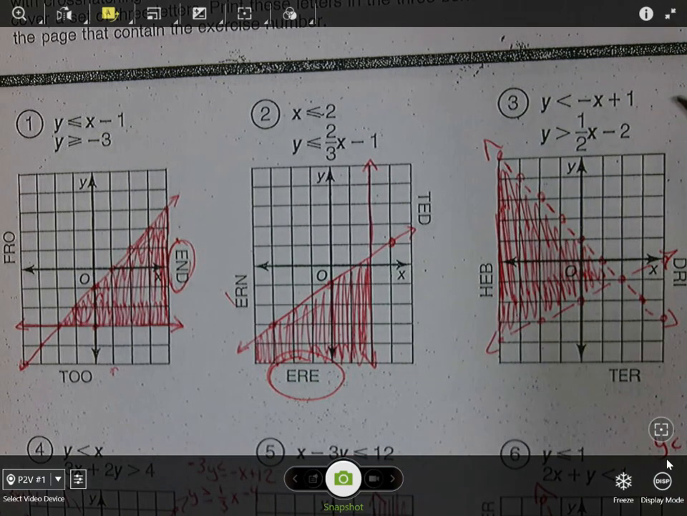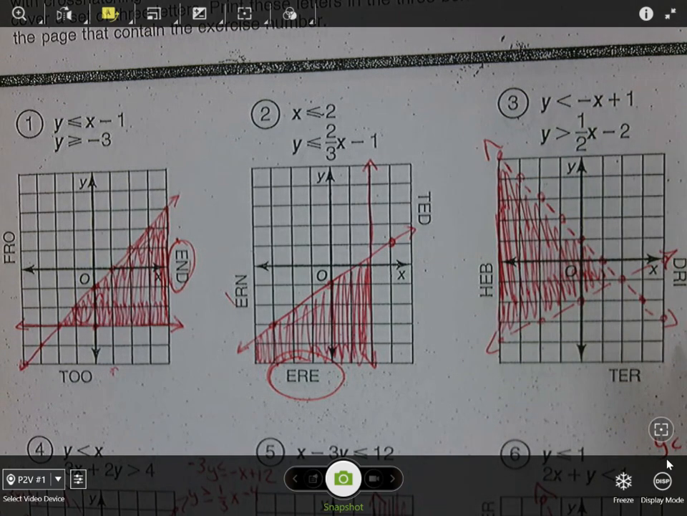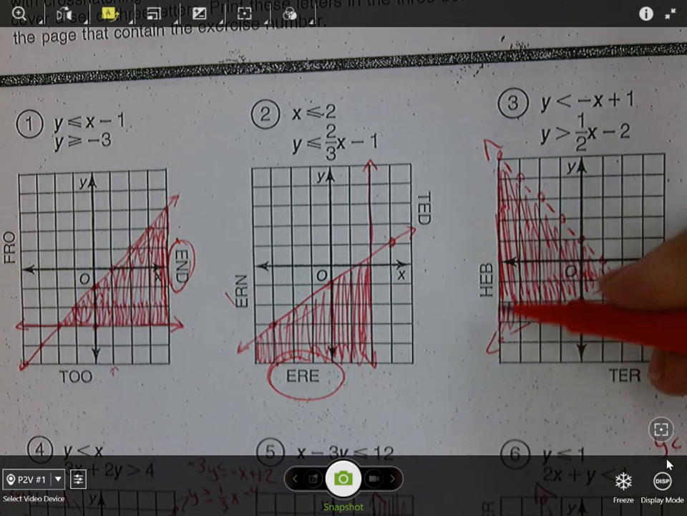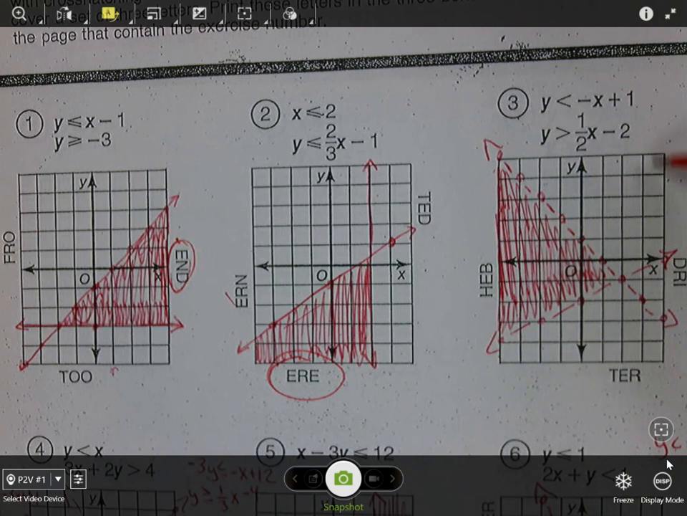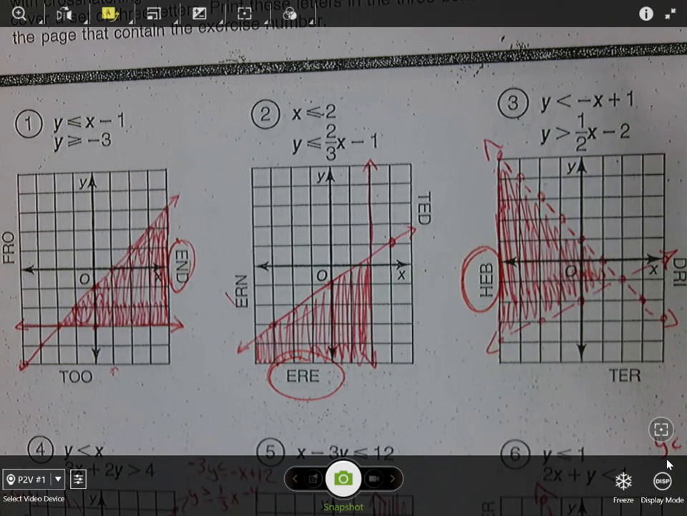Number 3, y is less than -x plus 1. That's this line, it's dashed. And I would shade below it, so it would be shaded here. Y is greater than 1/2 x minus 2. That's this line, it's dashed, and I would shade above it, and the part where they overlap is this area. So if I extended it, it would be HEB.